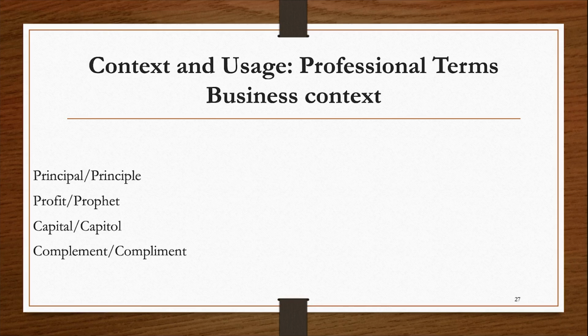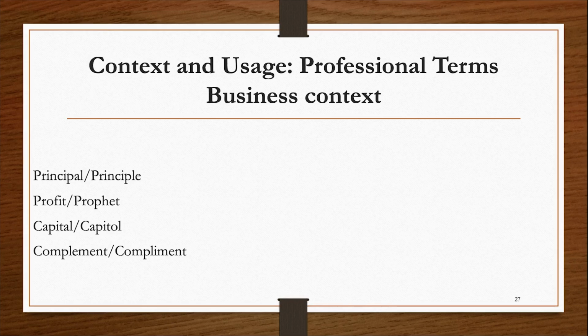Capital, T-A-L, a city that serves as the seat of the government, or wealth or money. We can say that Delhi is the administrative capital of the country, whereas Mumbai is the financial capital of the country, something like this. And capitol again means a building where the legislature meets, where the government bodies meet. The US Capitol is located at Washington, DC.